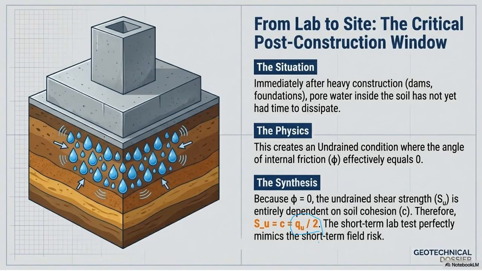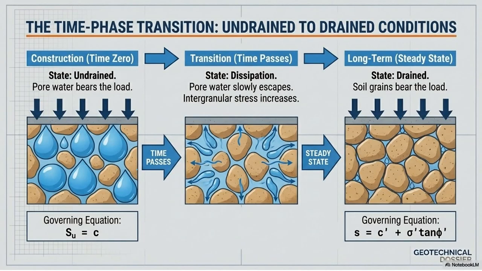The short-term lab test perfectly mimics the short-term field risk. So this field condition is what resembles the condition in the lab. The lab test is particularly a replica of the site condition, and based upon the lab test we can design the foundation. Now, these three diagrams will give you an idea what the undrained condition is, what the dissipation state is, and what the steady state is.